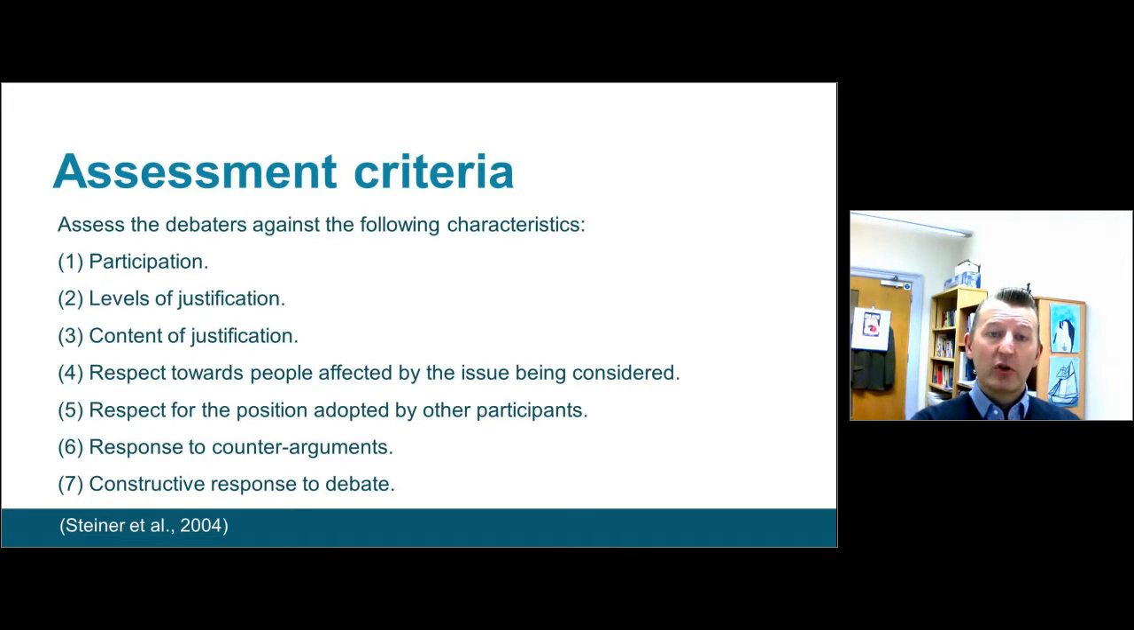And then the other characteristics of good democratic debating are respect towards people affected by the issue, and then respect for the position adopted by other participants in the debate, and then their ability to respond to the counter-arguments, that rebuttal skill, and then overall their ability to provide a constructive response to the debate. So we could imagine giving children feedback on one, two, or all of these kinds of characteristics, or indeed asking children in the audience to give people feedback on how well they think they did against these headings.